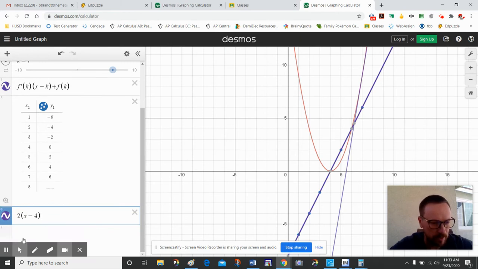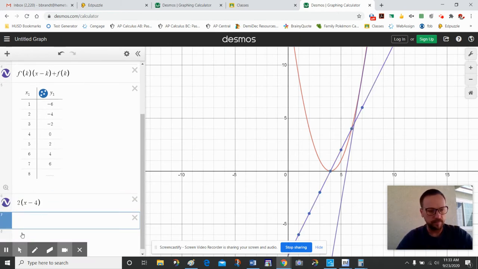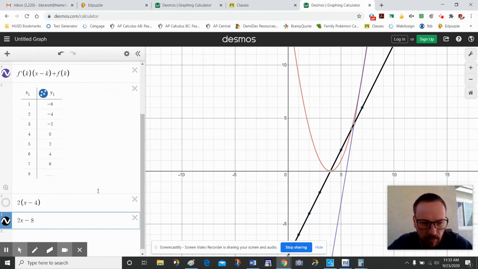let's put in, let's go with 2x minus 8. All right, so we got the black one there. So it's the same one. I just distributed in the 2. Okay, so we'll take that off. Okay, so it's the same line. But now you can see that this black line is the derivative line. Okay, this is the derivative function.